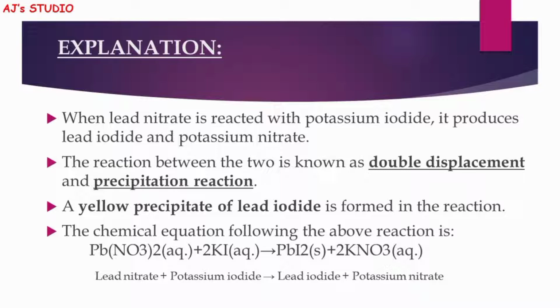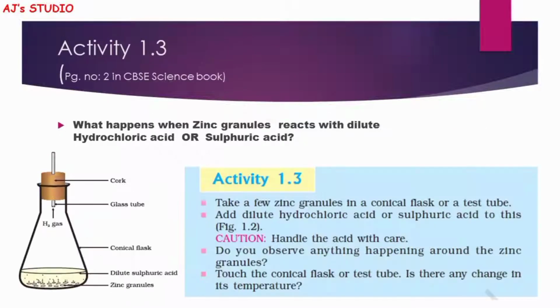Now let's discuss the chemical equation for the formation of lead iodide. Dear children, we all know that the symbol for lead is Pb, for nitrate it is NO3, for potassium it is K, and for iodide it is I. So for lead nitrate we write PbNO3, and for potassium iodide we write KI. So when lead nitrate, that is PbNO3, mixes with KI, we get PbI, that is lead iodide, and we get KNO3, that is potassium nitrate. Dear children, now have you all understood how we should write the chemical equation?